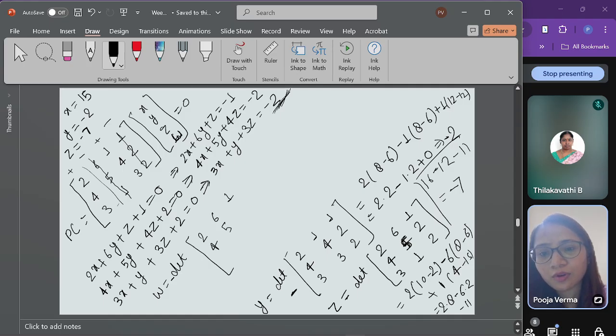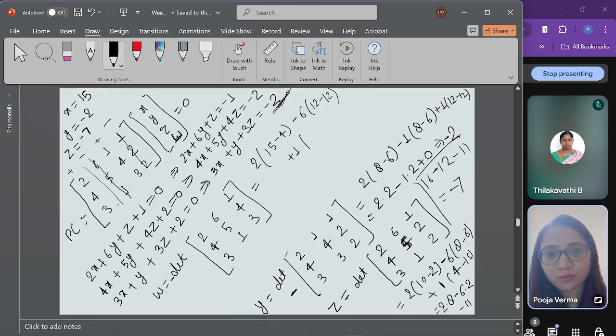So 4, 5, 4, 3, 1, 3. Now calculate the determinant. So it is a minus outside. So 2 here, 15 minus 4, then minus 6, 12 minus 12, then plus 1, 4 minus 15, we will get 2 into 11, minus 6 into 0, so here also minus 11 you will get.